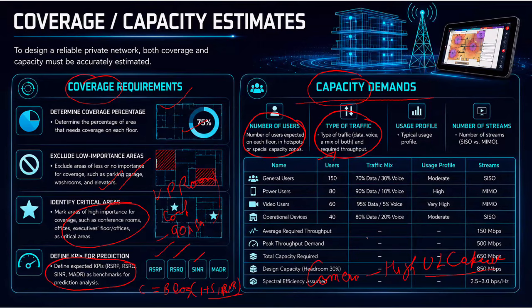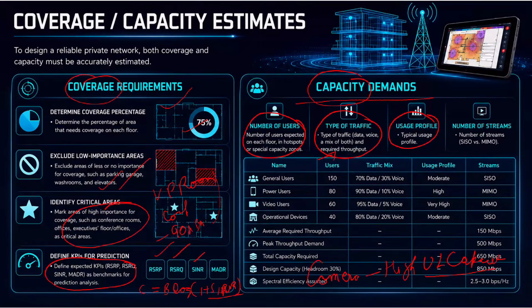After that, we have to check the typical user profile and the peak hour demand. So we normally do not design only for the average traffic in case of private networks. We also need to understand what happens during the busiest period. Maybe there are 500 registered devices, but only 100 are normally active simultaneously. So we have to design our network according to that.